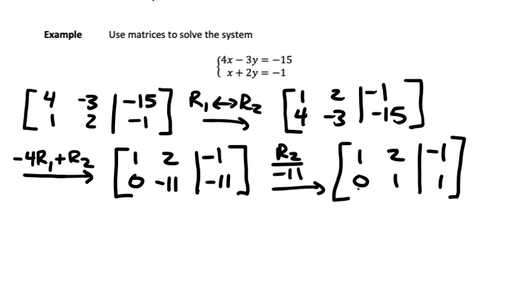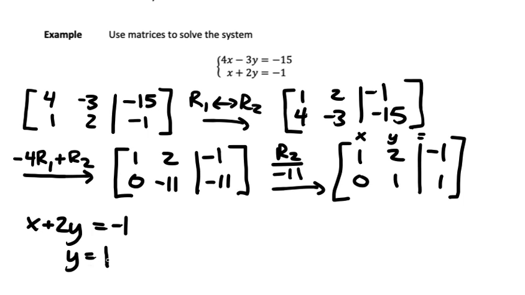Now I can put this back into equations and substitute to find the value of the other variable. Remember, these are coefficients of x, coefficients of y, and we have the equal sign. So one equation is 1x plus 2y equals -1. And my second equation is 0x plus y equals 1. Well, I can just write that as y equals 1. I don't need the 0x.